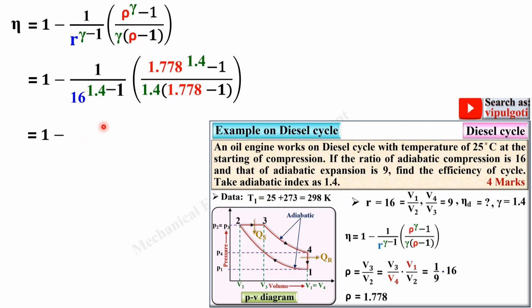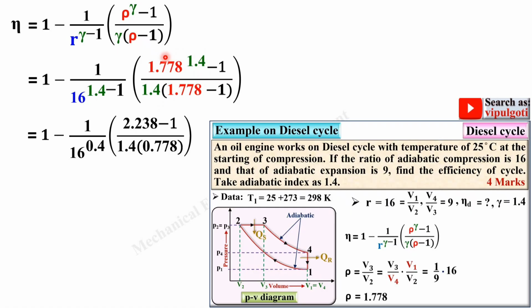Simplify. So 1 minus as it is. Here 1.4 minus 1 means 0.4. In the bracket, the simplification of this is 2.238 minus 1 as it is. And here 1.778 minus 1 means 0.778. Again simplification. So 1 minus, here 16 raised to 0.4 is 3.031. Here 2.238 minus 1 means 1.238, and the simplification of these two is this one.